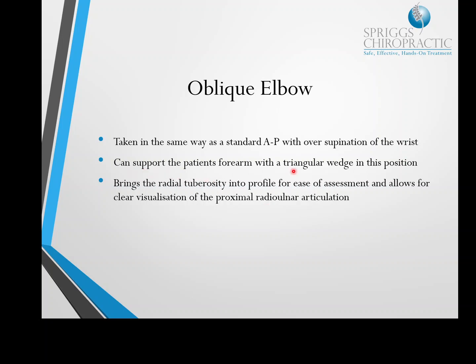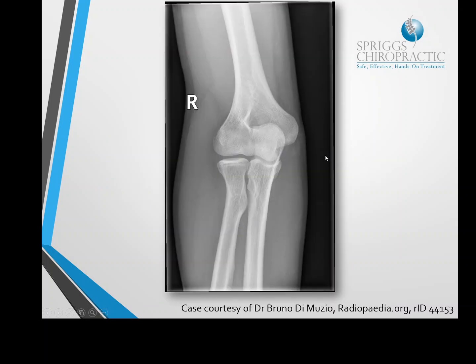You can support the patient's forearm with a triangular wedge in this position, especially if you have a setup, or if you're in A&E departments and things like this, where you have full freedom, where you can have the patient in a seated position with an arm resting on a table or a surface with the cassette under the elbow. You can ask them to externally rotate or over supinate the wrist as far as possible, keeping the elbow straight, and you can then put a triangular wedge just underneath the forearm to help support them in that position. And this is what it would look like.